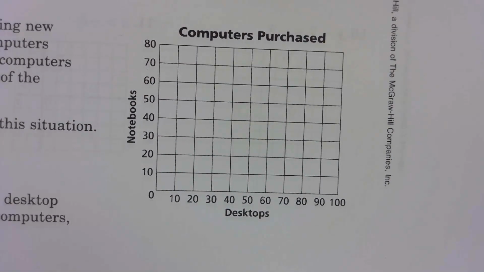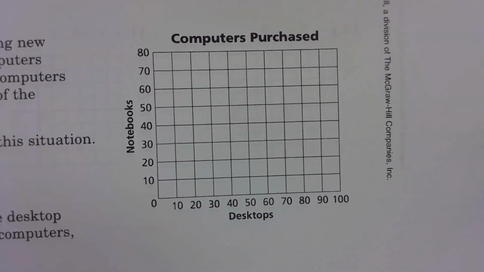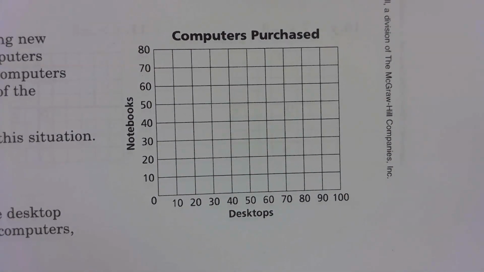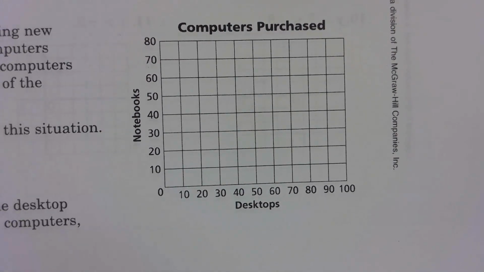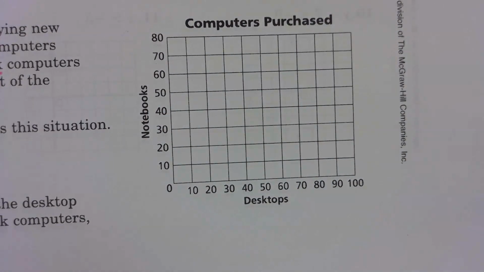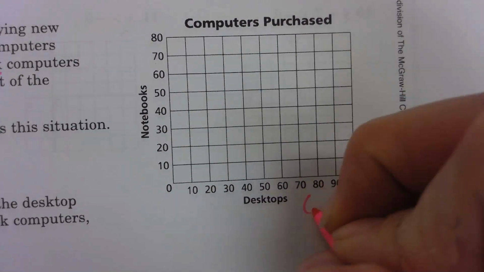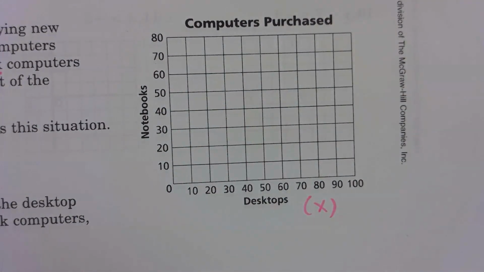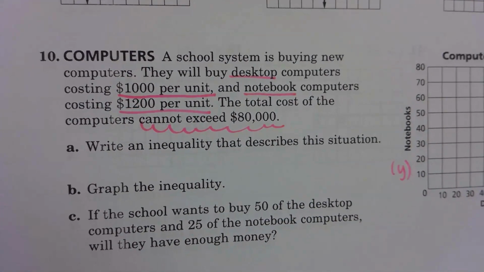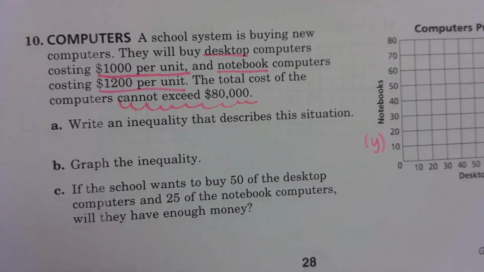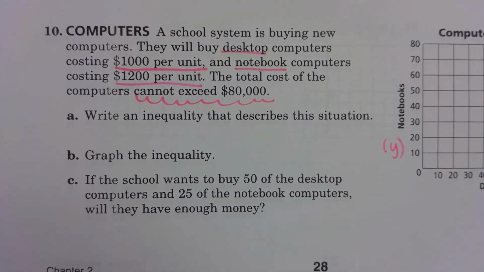So they gave you an already sort of understood graph. So what variable is going with desktops? Are we going to have that privilege tomorrow? No. I give you the numbers, but not the variable spots. You have to label them. What variable goes with desktops? What variable goes with notebooks? Y. Okay. Write your inequality using x with desktops and y with notebooks.